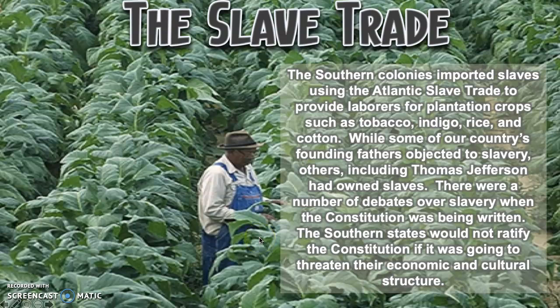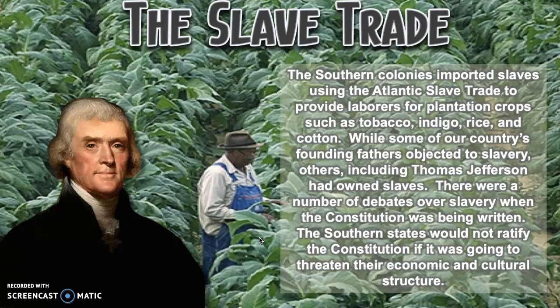The southern colonies imported slaves using the Atlantic slave trade to provide laborers for plantation crops such as tobacco, indigo, rice, and cotton. While some of our country's founding fathers objected to slavery, others, including Thomas Jefferson, had owned slaves. There were a number of debates over slavery when the Constitution was being written. The southern states would not ratify the Constitution if it was going to threaten their economic and cultural structure. We talked about those debates, like the 3/5 Compromise, in Unit 1 when we talked about writing the Constitution.